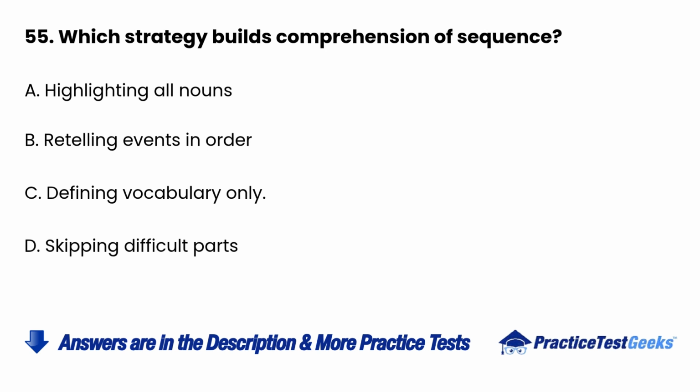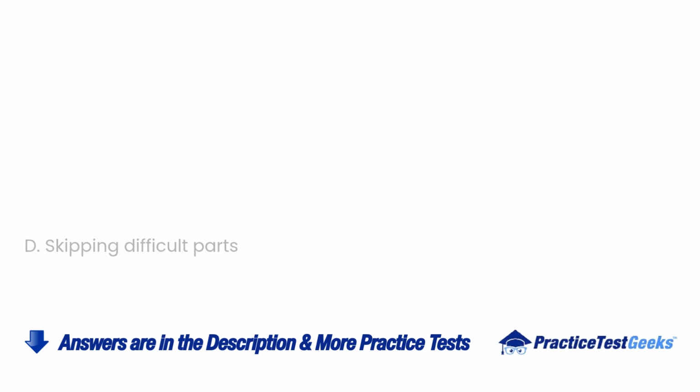55. Which strategy builds comprehension of sequence? A. Highlighting all nouns. B. Retelling events in order. C. Defining vocabulary only. D. Skipping difficult parts.